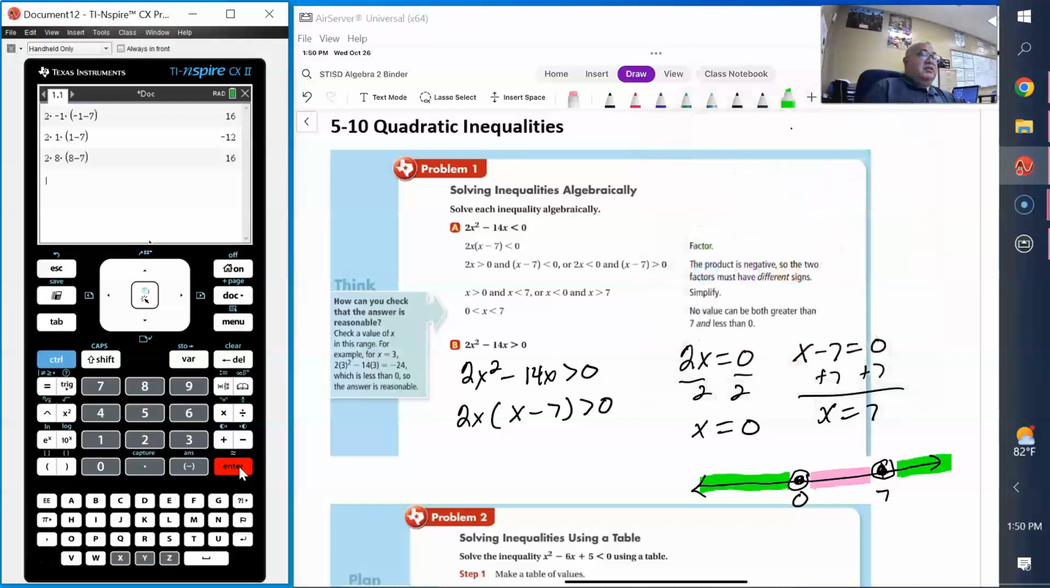So you notice anything that is less than 0, or anything greater than 7, will be part of the answer. Nothing in between 0 and 7 will be part of the answer. So it's going to be anything less than 0 or anything that is greater than 7.